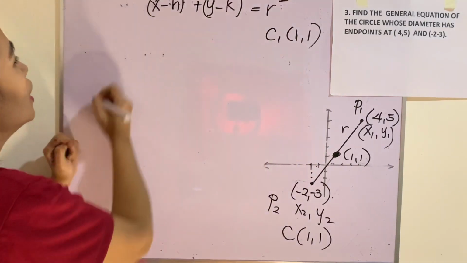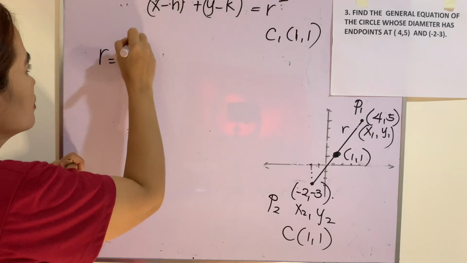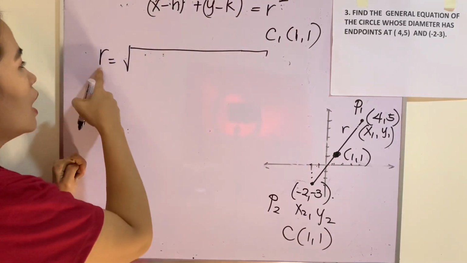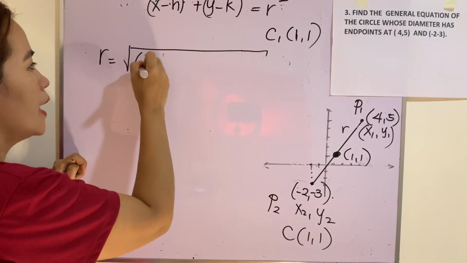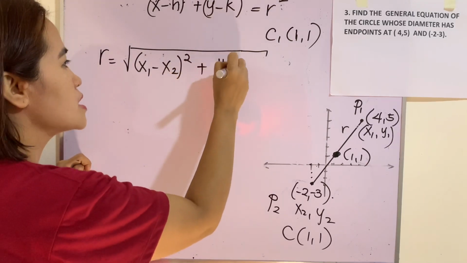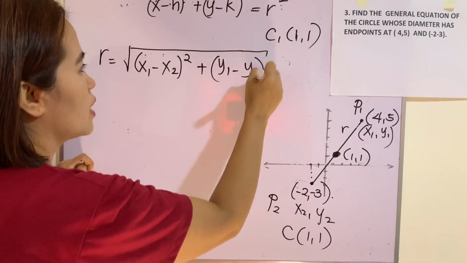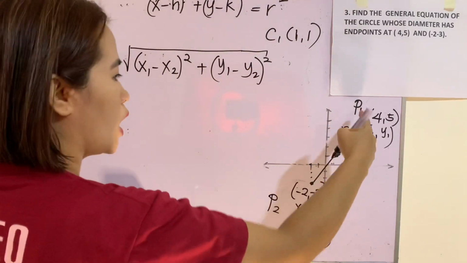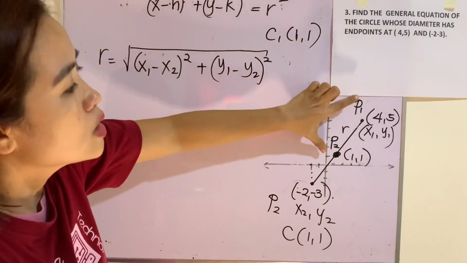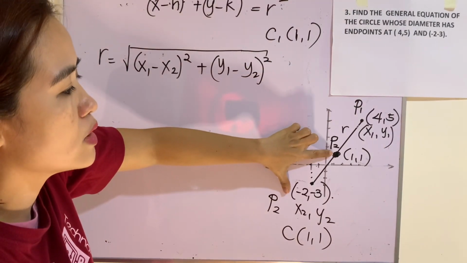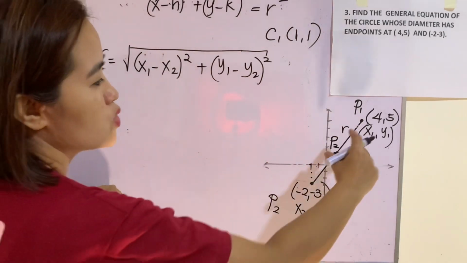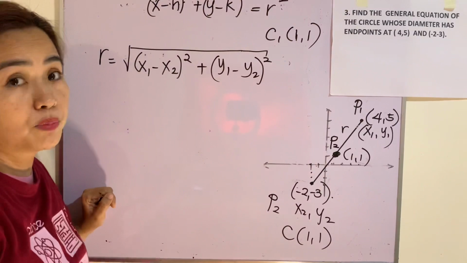How are we going to get the r? To find the r, you will be using the distance formula. And this is the distance formula. R is equal to the square root of x sub 1 minus x sub 2 squared plus y sub 1 minus y sub 2 squared. So if this one is point 1, let us assume that this one is point 2. You can use these two points or you can use these two points. Still, these are radii. So this one is equal to this because they are both radius.